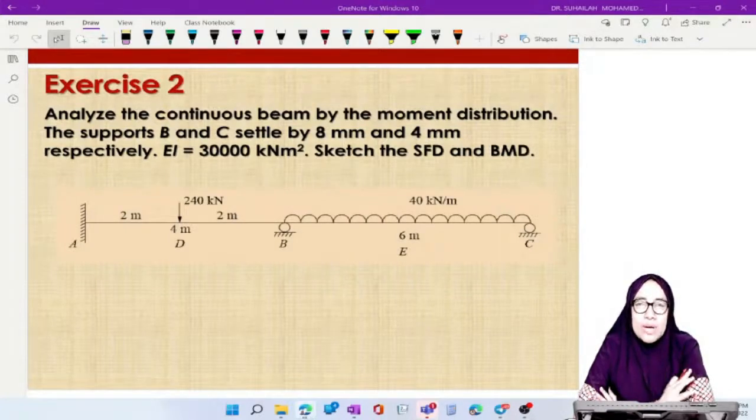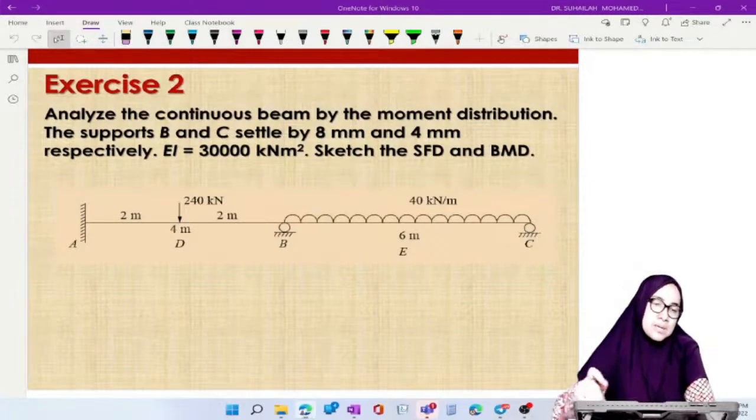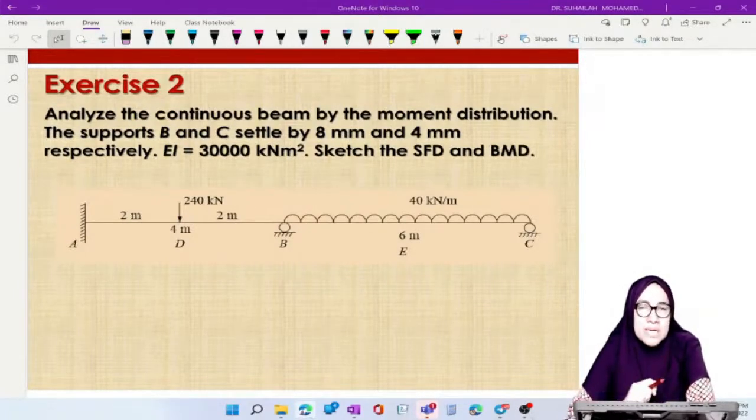Okay, I would like to continue beam analysis, beam with support settlement analysis. Let's look at this exercise. This exercise I take from the class note that I have put into your class notebook. Let's watch this video together until the end, so we will discuss these examples.